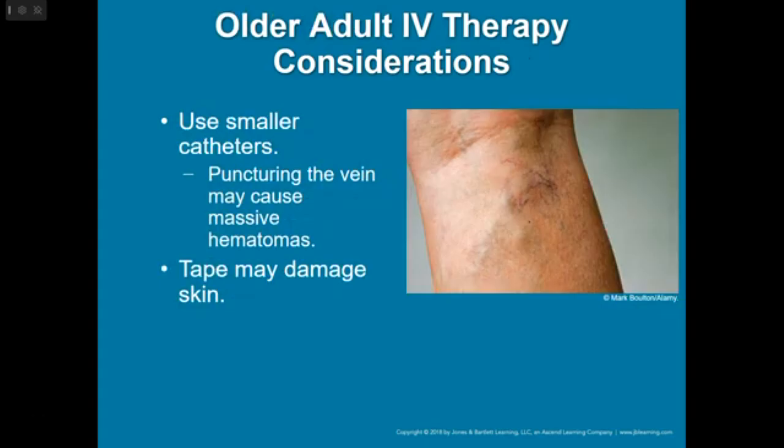Alright, older folks. Use smaller catheters, of course, okay? 18 or 20 gauge, still give me my go-to. Puncturing the vein may cause massive hematomas. Yes, it will. Especially if they're on blood thinners. You're going to cause big bruising, stuff like that. It's not fun. You want to try to occlude it, especially if you blow that IV. Try to apply pressure quickly to try to prevent bleeding into that arm.